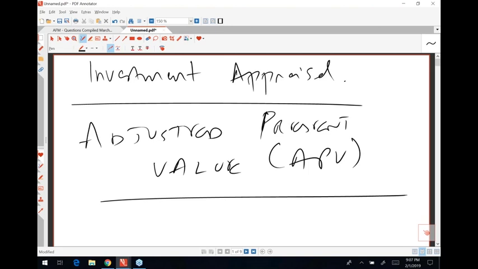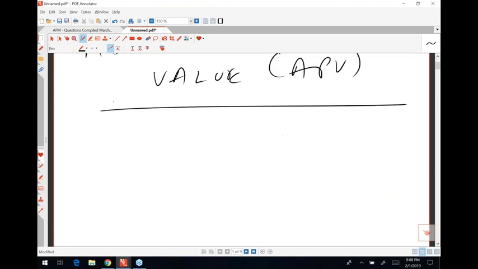When we talk about investment appraisal, we study various techniques at the F9 level. But when it comes to this AFM P4 level, there is an advanced stage technique, and that is termed as the adjusted present value. Now, what exactly is this adjusted present value? There are various limitations of the NPV technique.